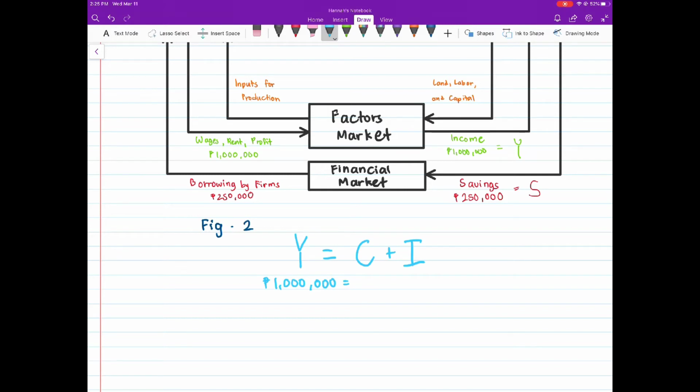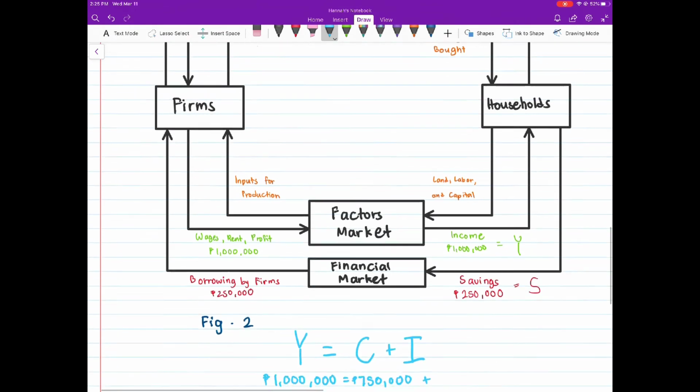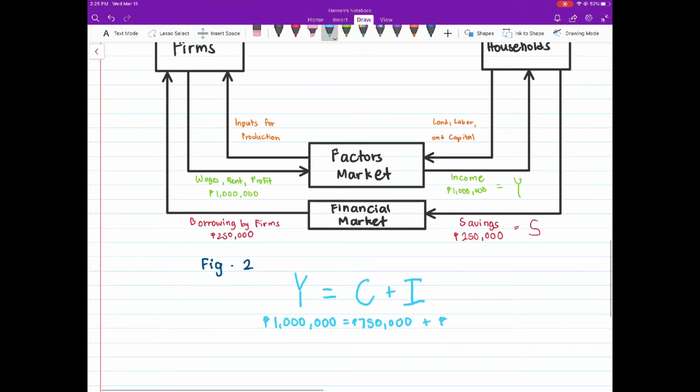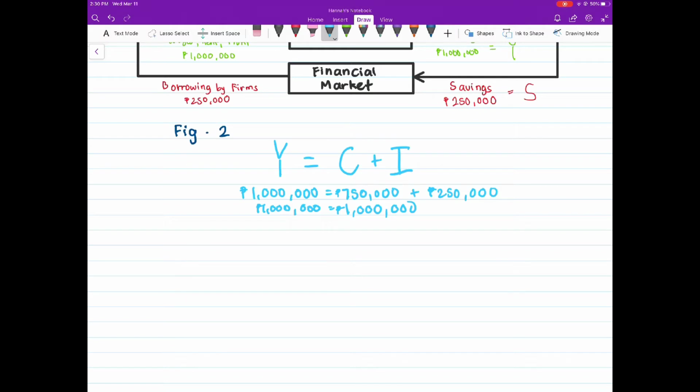Consumption is 750,000 plus investment, which is 250,000. If you add them up, it's going to be 1 million equals 1 million. There you go. Okay, so to show the flow of money, let's just write C plus S equals C plus I equals Y.